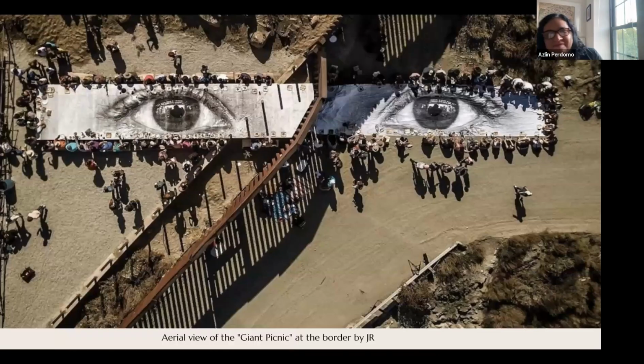Okay. This is an aerial view of a giant picnic at the border. This is a very well-known artist from France, JR, and he printed this tablecloth. It is a photograph of the eyes of a dreamer. He printed this tablecloth and decided to have this dinner where there are people from Mexico and people from the United States, and the only things that were able to go freely across the border were tacos. Half of the table is in the Mexican side, and half of the table is on the United States side.